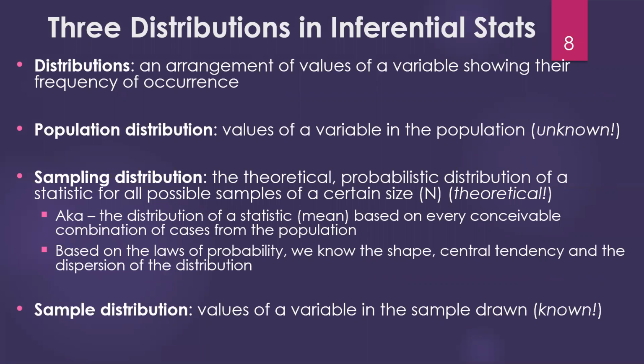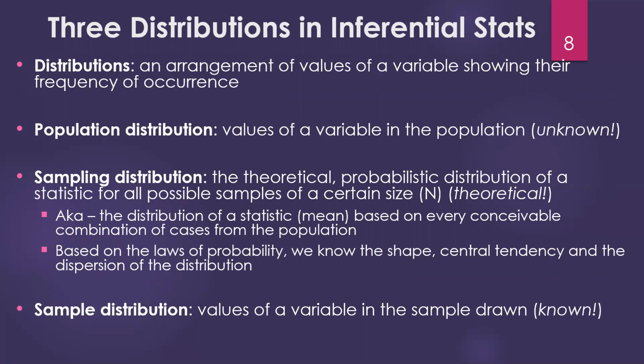And there's three types of distributions we can think about. One is called a population distribution. This is all values of a variable in the population, which is of course unknown, right? If we think about doing a question like, we want to know for sociology and criminal justice majors how many years it takes to graduate, right?